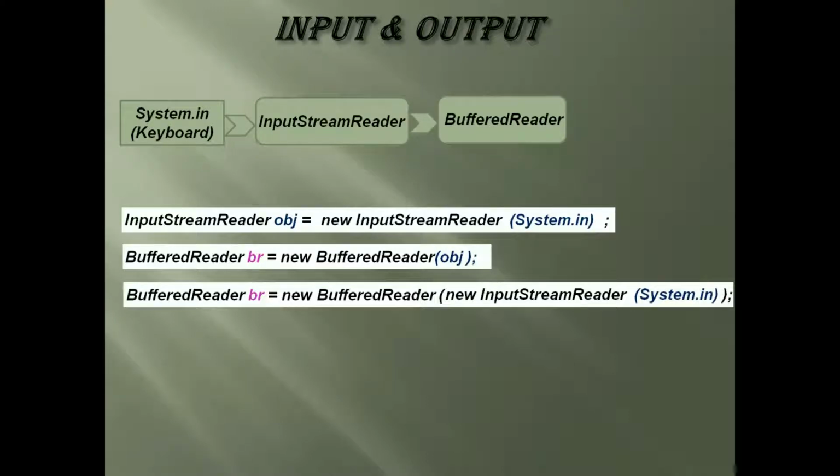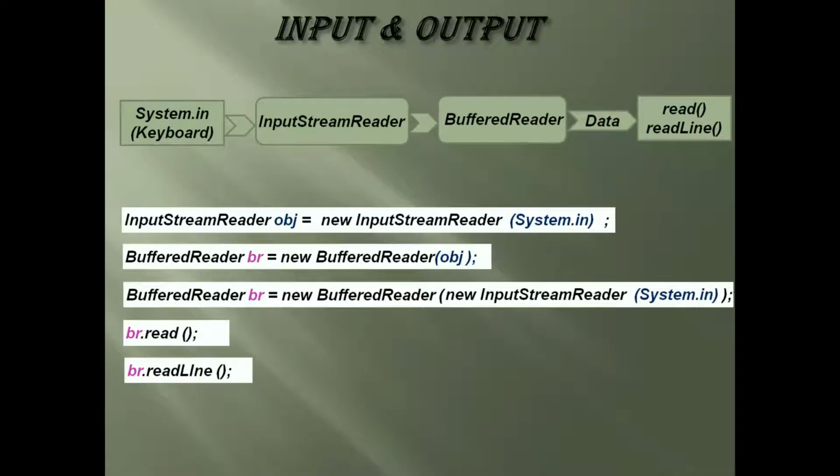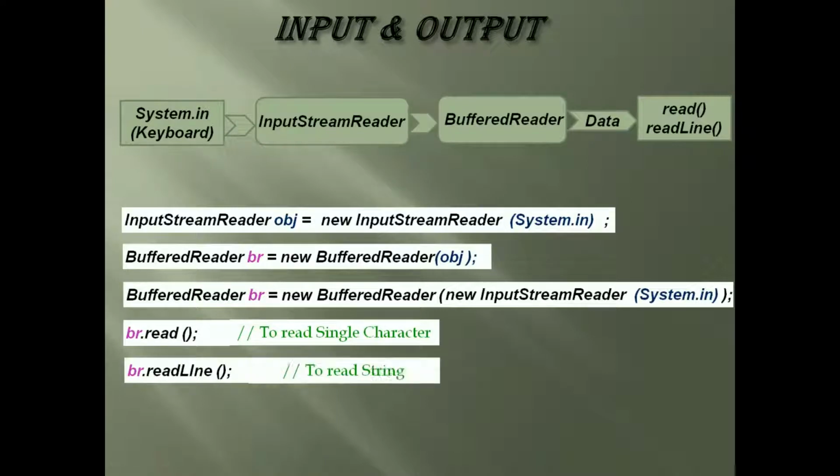Now we have to read the data coming from the keyboard using two methods, read and readLine, which are available in the BufferedReader class. What is the read method? The read method we use to accept a single character from the keyboard, and the readLine method is used to accept a string from the keyboard. So in this way we can read data from the keyboard.